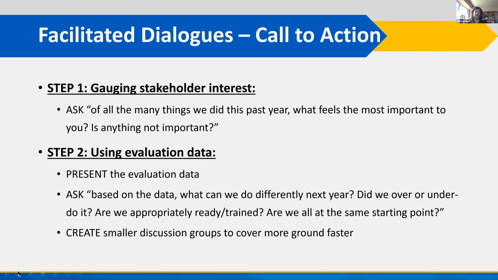Presenting evaluation data can be tricky because, as we're discussing, it can be a lot. So it's really important to be judicious and, again, to think about the strategic positioning of your organization as an AA and how it's providing services and what those services are designed to produce in the area. Ask them, based on the data, what can we do differently next year? Did we over or underdo it in any area? Are we all appropriately trained? Do we feel ready to have these conversations? Are we all at the same starting point, or do we have various baselines that we're starting from?